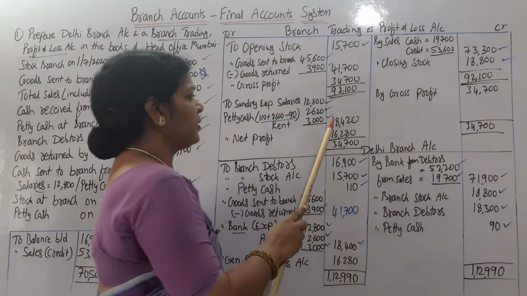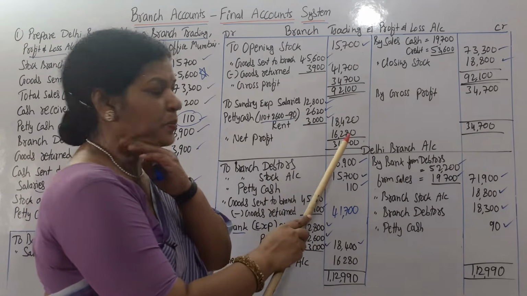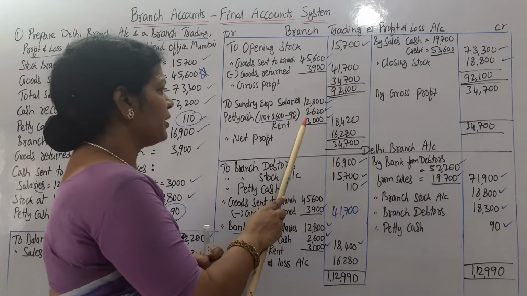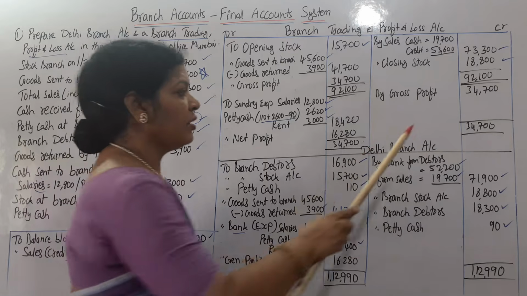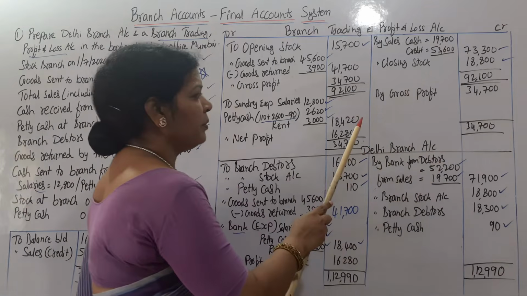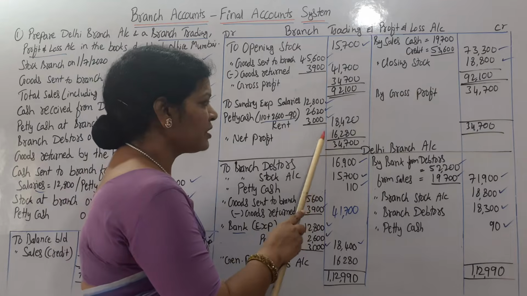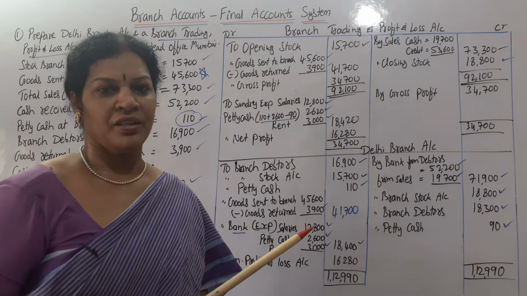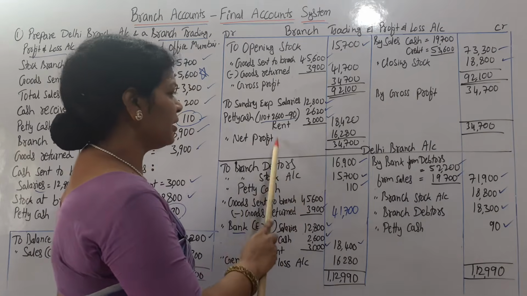And after transferring, we have only one item, that is expenses: sundry expenses of salaries, petty cash, rent. Together it is coming to 18,420. So 34,700 minus 18,420 is coming to a net profit of 16,280. So this is, we are writing net profit.